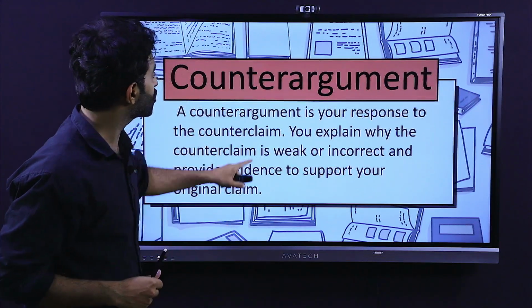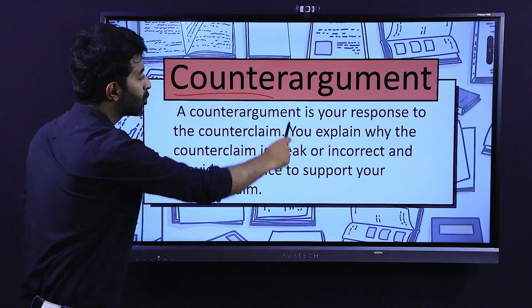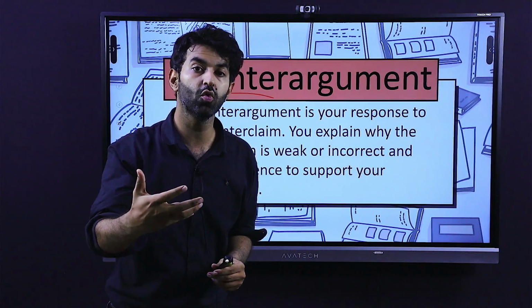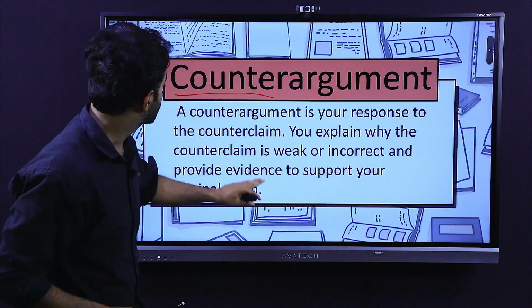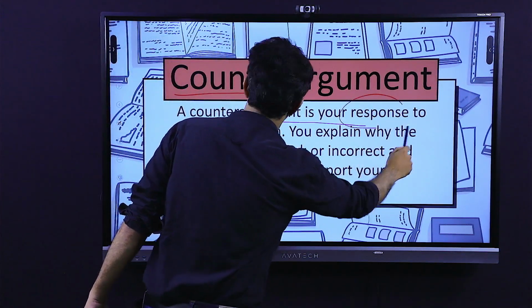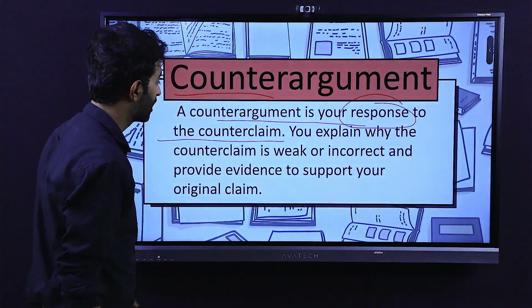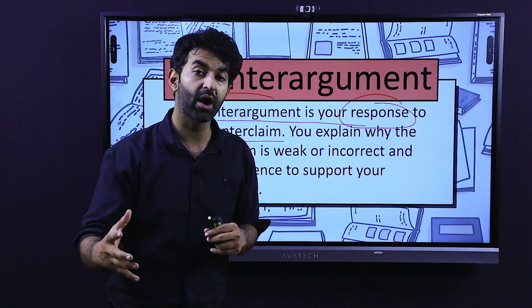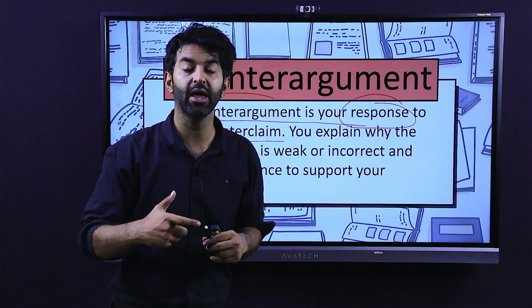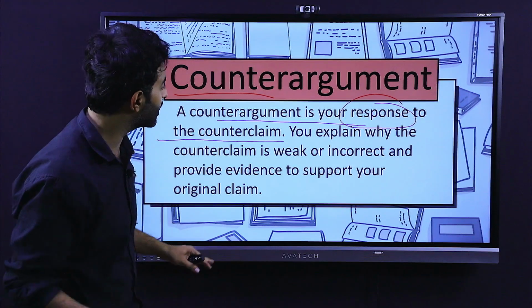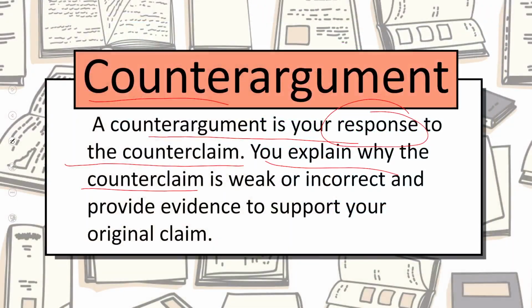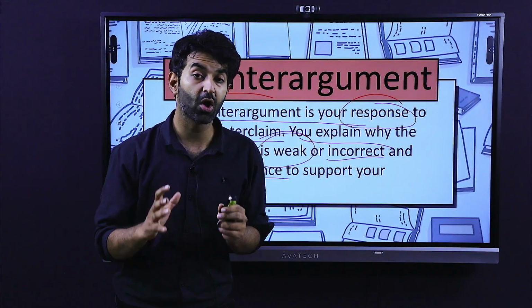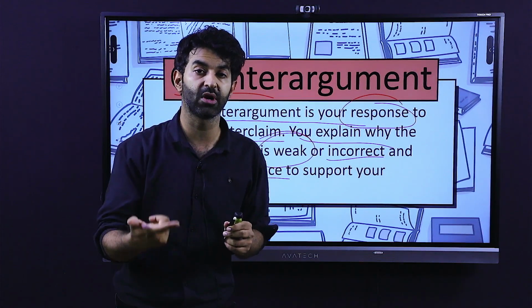Now let's talk about the counter argument. Counter means the thing that you are doing in opposition to an argument that is already made. So a counter argument is your response to the counterclaim. The claim is the statement that I'm making, you are coming up with your counterclaim, and you are coming up with your counter arguments against my arguments. So this is how it goes. It's a cycle. You explain why the counterclaim is weak or incorrect, and you also provide evidence to support your original claim. So this is all happening because you are trying to prove your counterclaim against that first claim that was made.